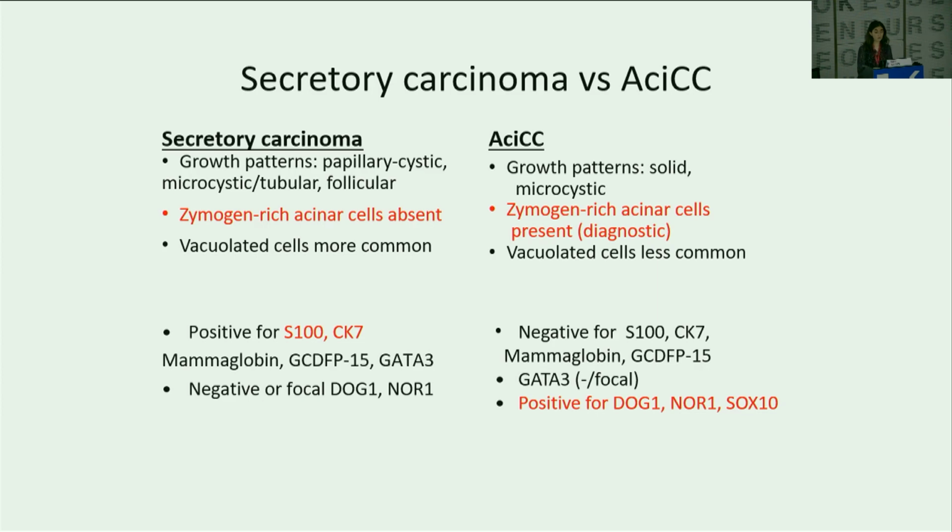And as we said before, by immunostains it's usually easy to differentiate these two tumors. Secretory carcinoma is diffusely positive for CK7 and S100, and positive for GATA3, BRAF2, and mammoglobin, negative for NOR1, and can have negative or focal positivity for DOG1. In SNX cell carcinoma, S100 is usually negative, CK7 can be variable but often is not diffuse. The same with mammoglobin and BRAF2; they can have variable staining, but often not diffuse. GATA3 is focal or negative, but this tumor usually shows diffuse positivity for DOG1.